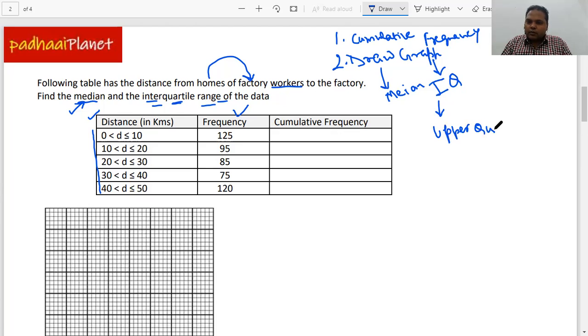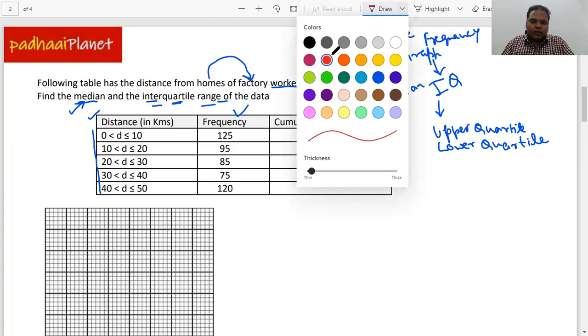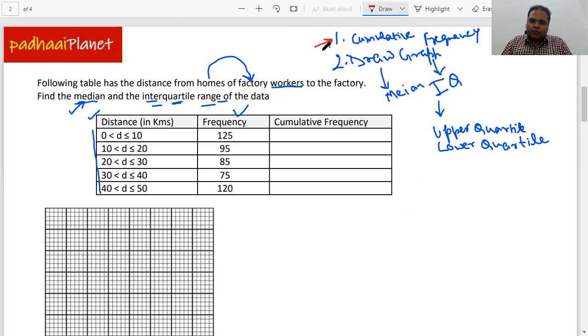Okay, and then we will also find out the lower quartile, and then we will find out the interquartile range, right? So first thing first, let's quickly find out the cumulative frequency for each of the class intervals.